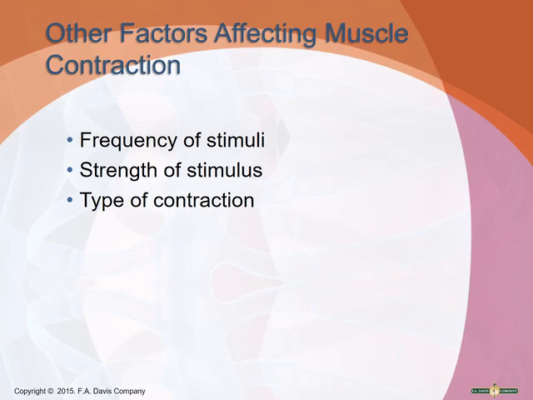The strength of the stimulus also affects muscle contraction. A stronger stimulus obviously is going to excite more nerve fibers and then more motor units, which is going to excite more muscle fibers. So you're going to get a stronger contraction. And then the type of contraction. There's isotonic, where the muscle changes length and moves a load, but the tension within the muscle remains the same. In isometric contraction, the tension within a muscle increases, but its length remains the same. You're probably going to need to know the difference between the two of those.